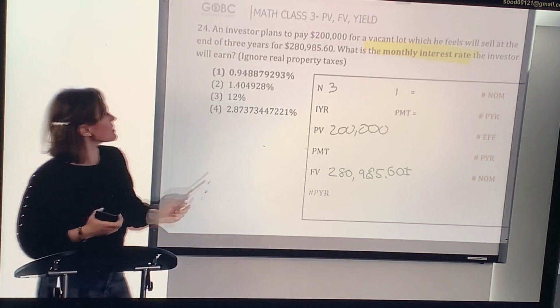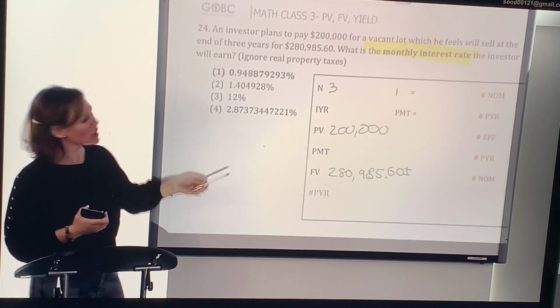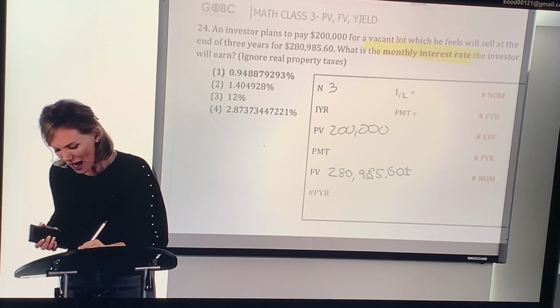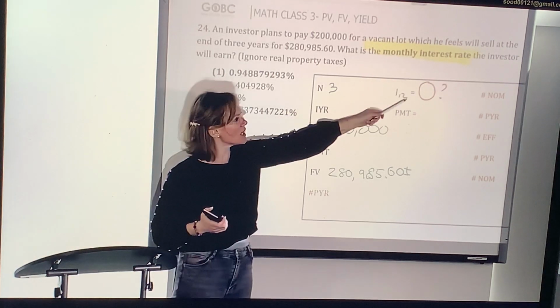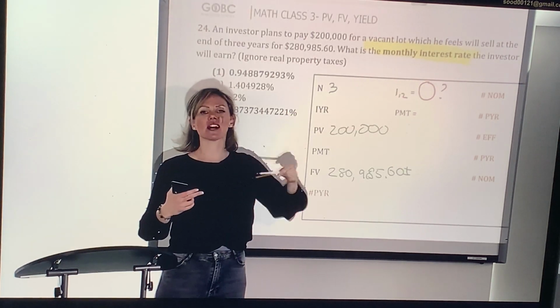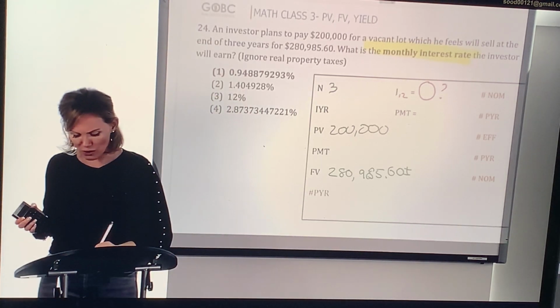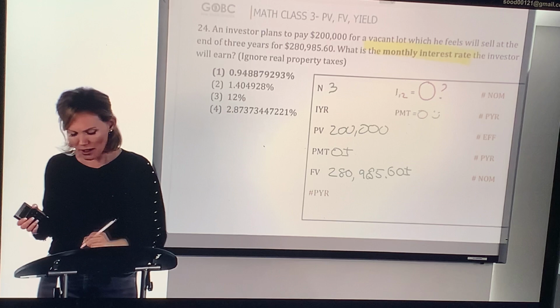Okay, so let's keep it simple for now. Let's just get to what we're looking for. So in order for me to get to the monthly rate, I still have to find the J12. I have to find this big number first. And when I find this big number, then I'll take that number and divide it by 12 to get to that every single month's number. Okay, investor, he's not doing any payments, so we'll assume payments are 0. Okay, that's good.